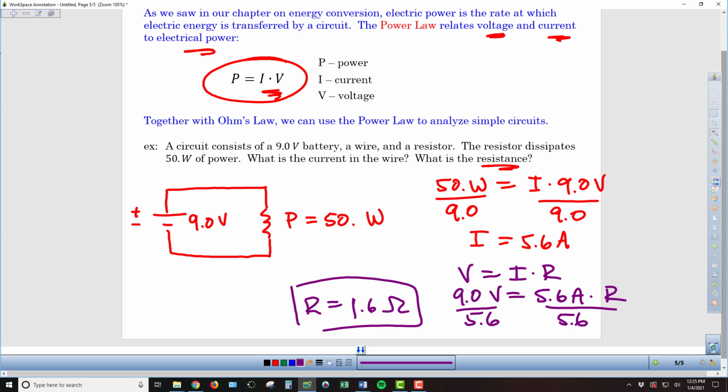So this is how we can connect those 4 variables with those 2 laws: the power law, current times voltage, and Ohm's law, voltage is current times resistance.